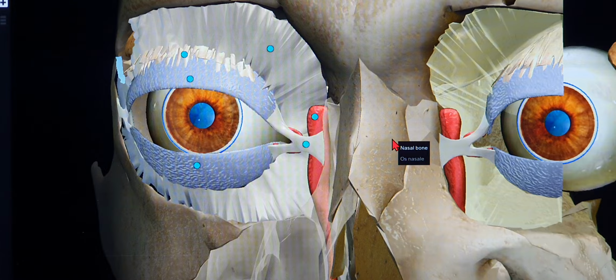So this is how you need to differentiate the pre and the post-septal, for which you need to have the anatomy of the orbital septum very clear. So this is so far the basic anatomy.